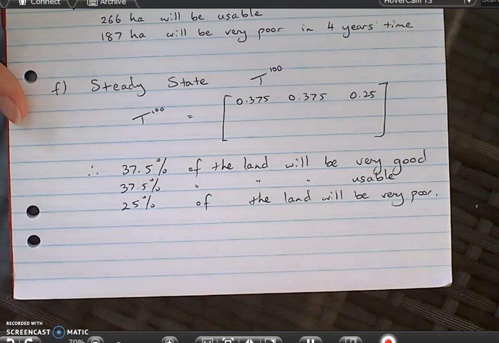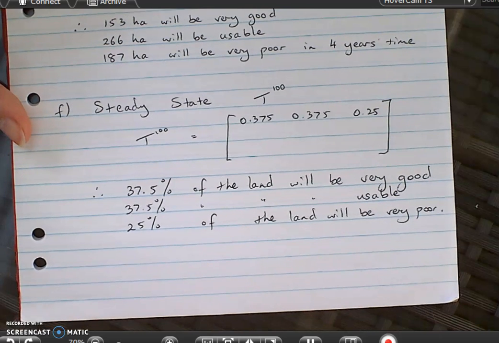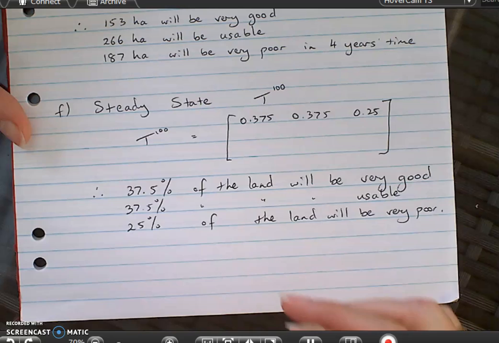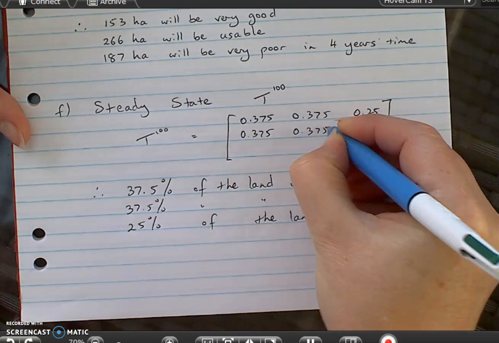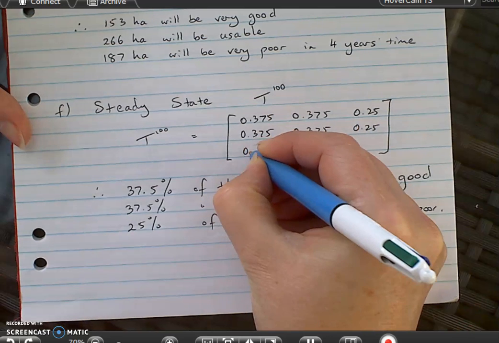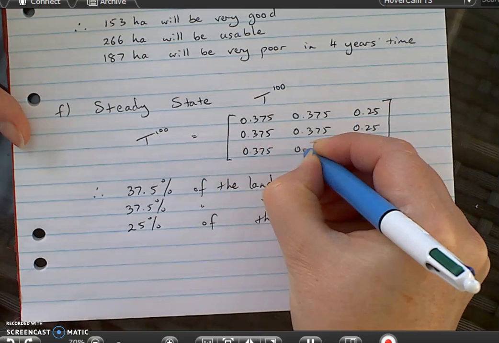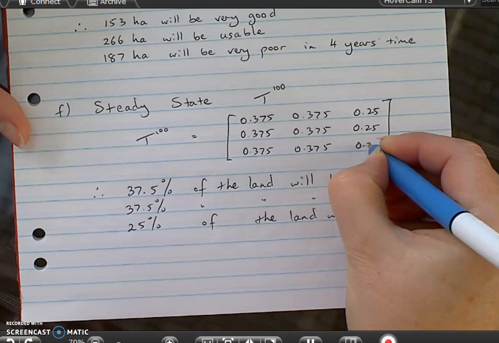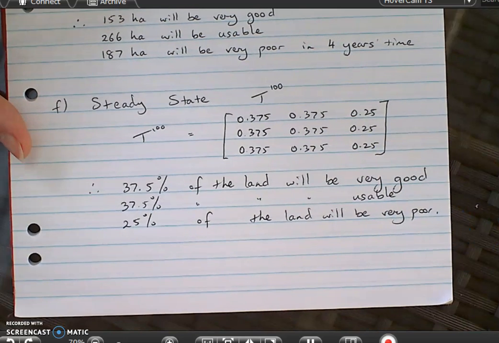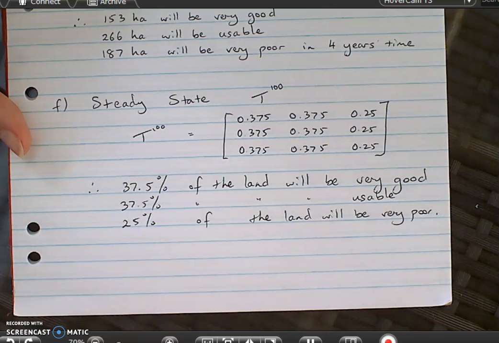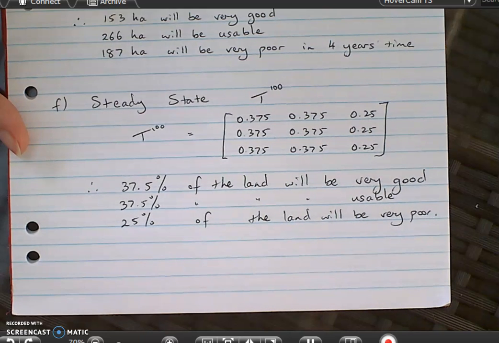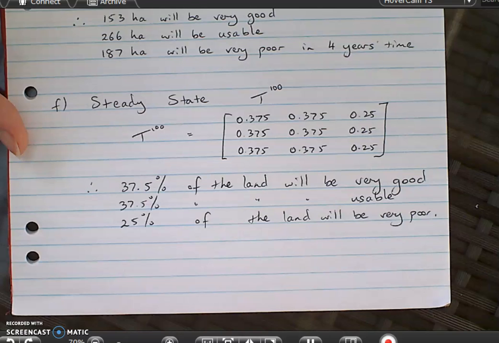Okay, so that, in a nutshell, is what you need to be able to do on the test coming up. And again, always double check that your rows add up to 100%. Okay, transition matrices in a nutshell.